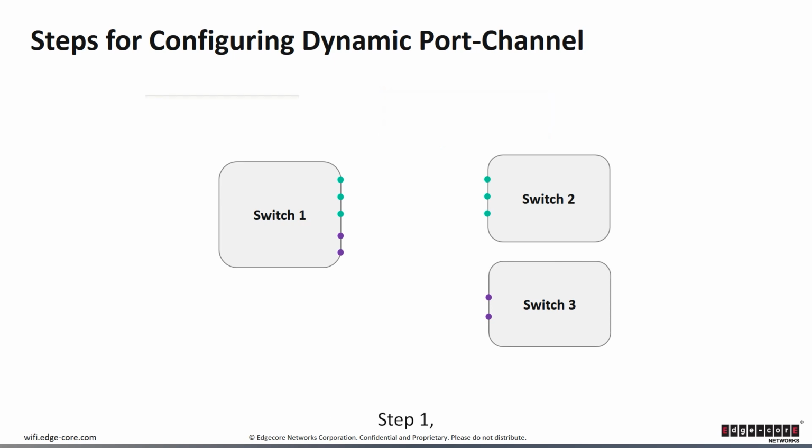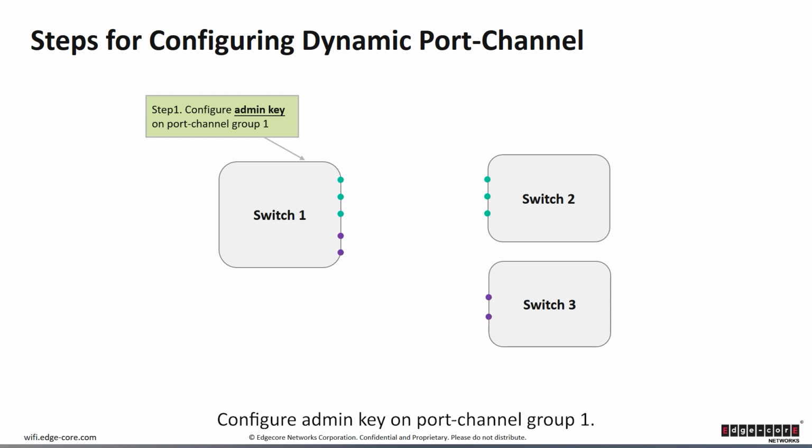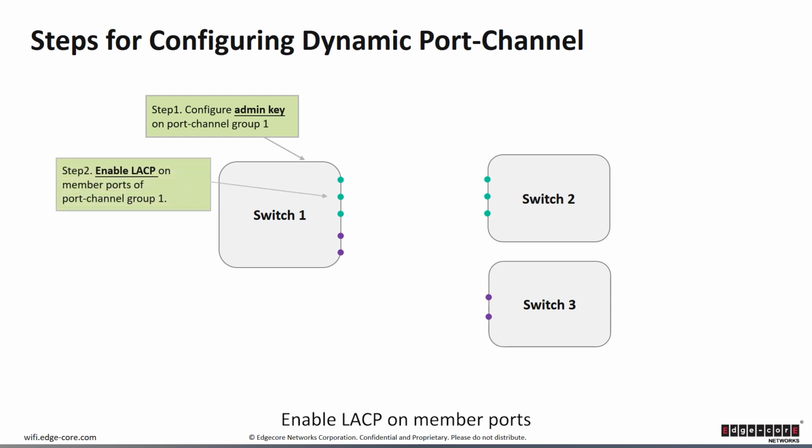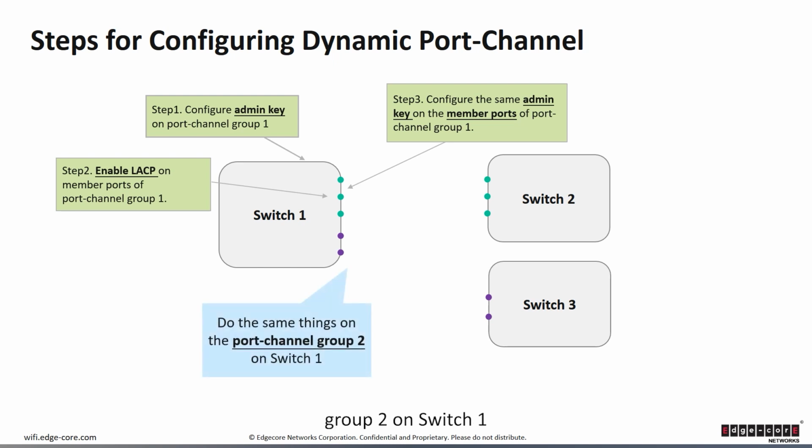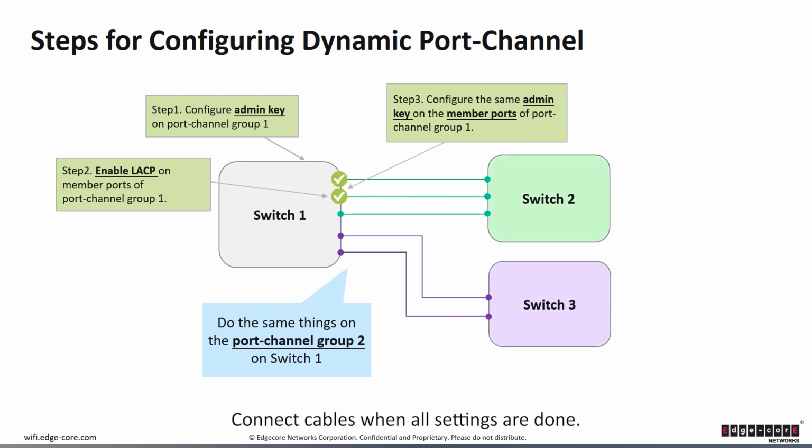Step 1. Configure admin key on port channel group 1. Step 2. Enable LACP on member ports of port channel group 1. Step 3. Configure the same admin key on the other member ports of port channel group 1. Do the same things for the port channel group 2 on switch 1. Repeat step 1 to step 3 on switch 2 and switch 3. Connect cables when all settings are done.